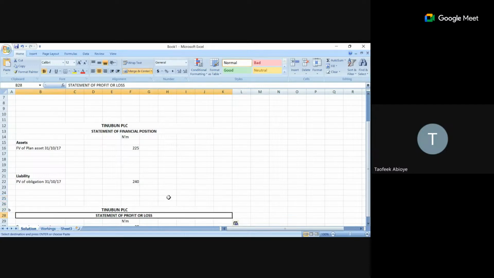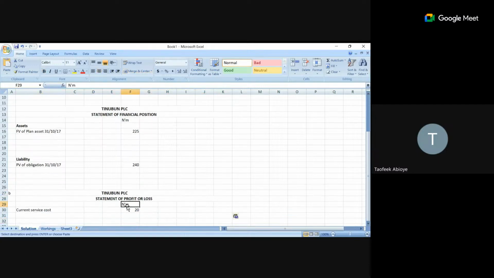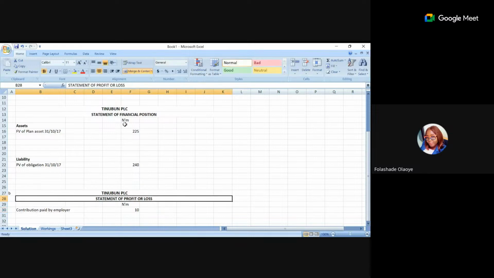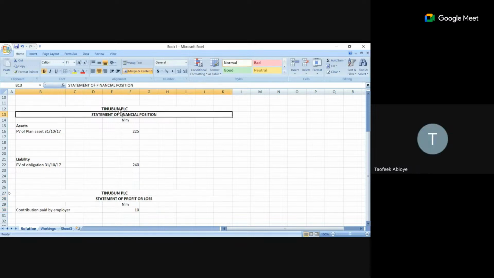So under the P or L, remember that they said the employee contributed 10 million. The employer contributed 10 million, Abby? Yes. So under P or L, the employee will contribute. The employee contribution will be deducted from where? Will be deducted from their salary, Abby? Yes. But the employer, it will be expensed. So contribution paid by employer, that's what you report in the financial statement.